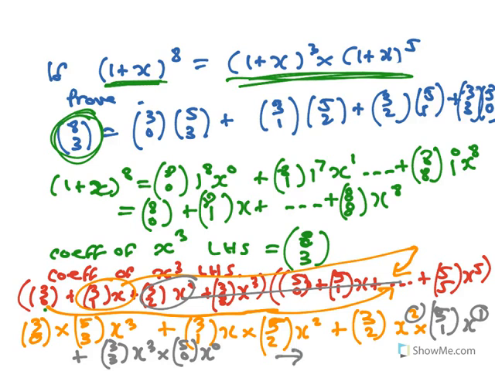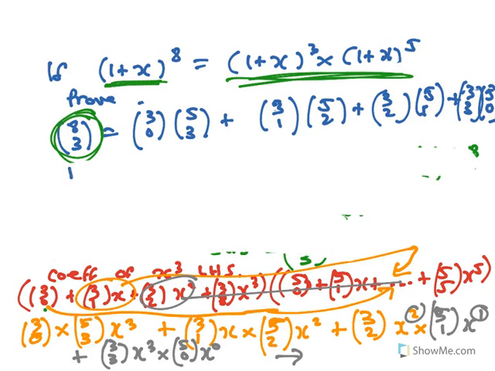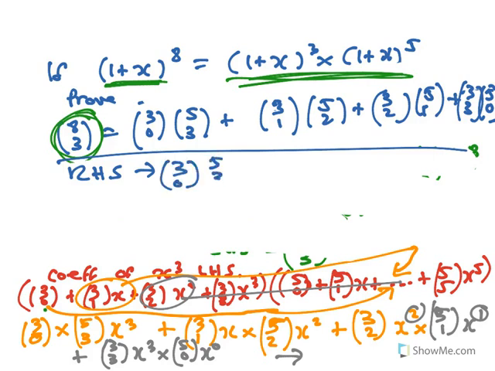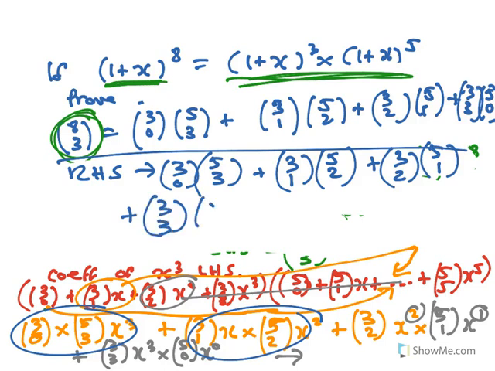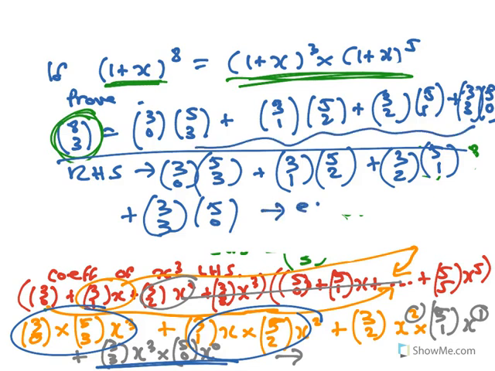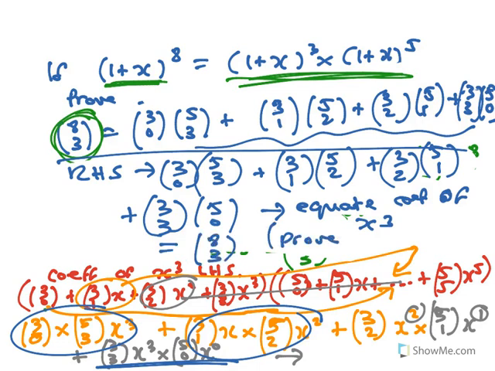So if you listed all these coefficients that went together to make a coefficient of x^3, you'd have 3C0 5C3 plus 3C1 5C2 plus 3C2 5C1 plus 3C3 5C0. They are the coefficients of x^3. So the answer is almost in the question. What you have to do is equate coefficients of x^3, and this would equal 8C3, and then that would be proven.